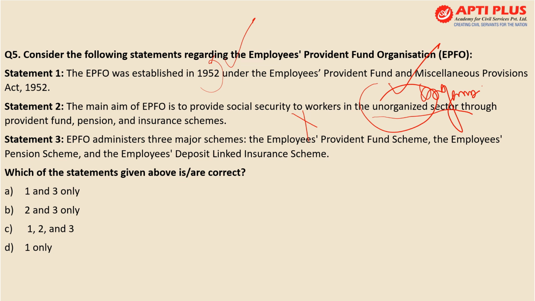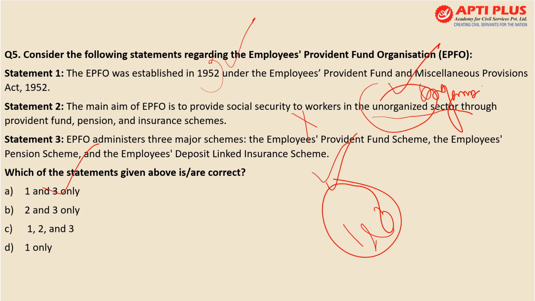The EPFO administers the 3 major schemes: EPF fund scheme, pension scheme, and the deposit link insurance scheme. So this is also the correct statement. The 1 and 3 are correct. So answer will be A.